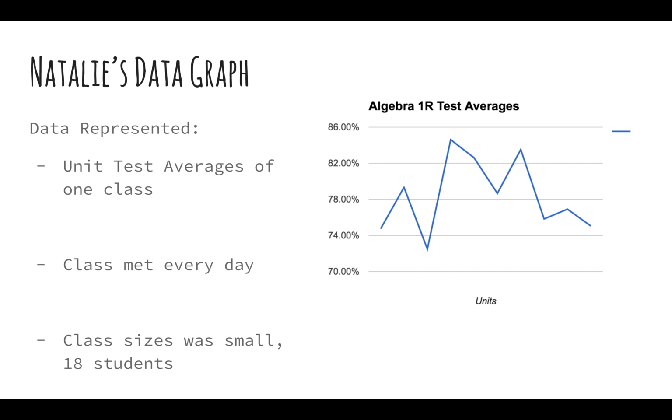So for my information, I took the unit test averages of my one Algebra 1 Riken class, which is called Riken for those students who have learning difficulties. This class met every day for 90 minutes, and it was also a very small class of 18 students since there are a wide spread of different difficulties or disabilities that they struggle with each day.